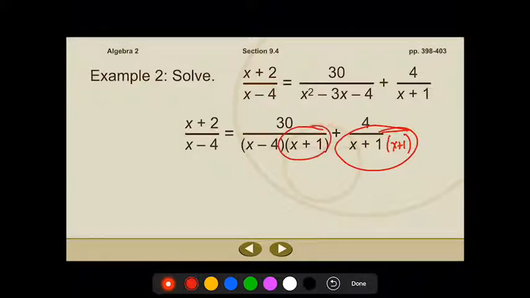So this one has 1, but this one has 2. You have to take the one that has the most. That concept doesn't apply here though, since we only have 1 in each one. So my least common denominator here is literally x minus 4 times x plus 1.